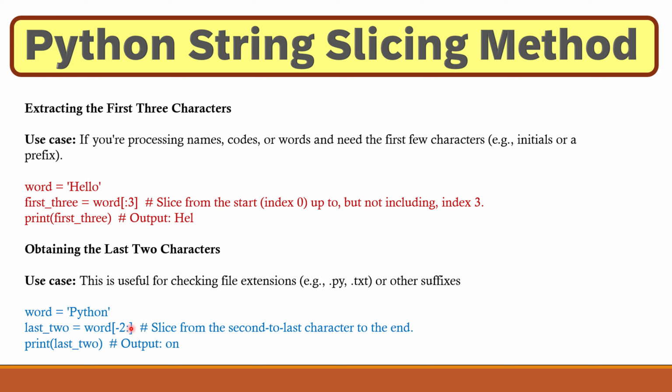And if you can see, we have nothing after the colon, and having nothing without an end index means continue to the end of the string. So start from -2 and o and continue to the end of the string. So it's o and n. And by the way, we can see the output. So the first one is print first_3. So we are printing the output of this middle line, and the first 3 characters of hello is hell. And the next one was slice from the second to last character to the end. So the word was Python, and it printed out the last 2 characters, O and N.